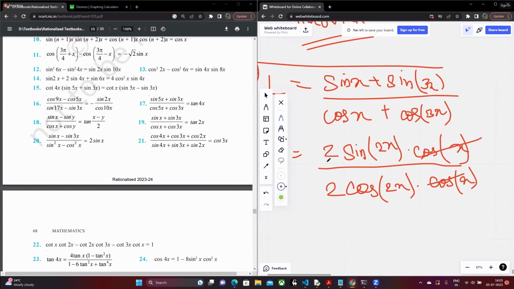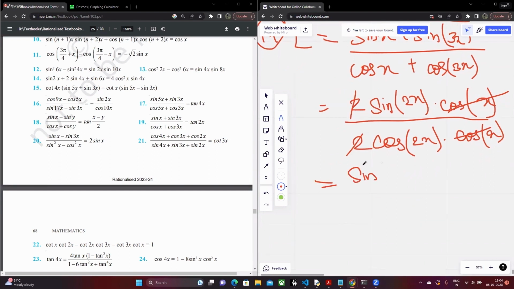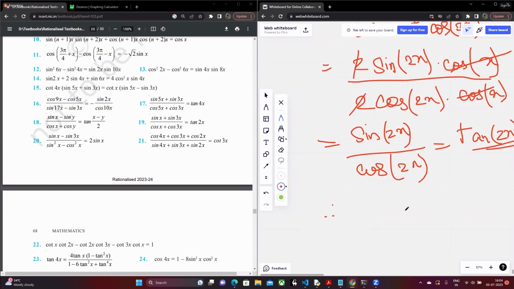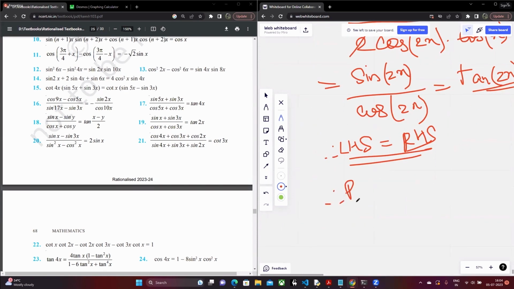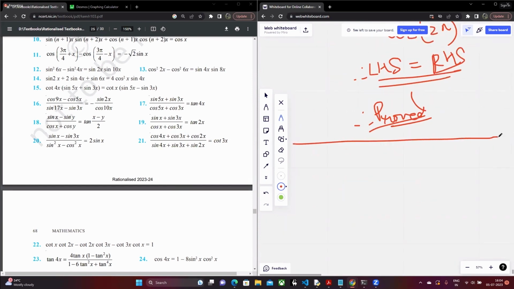So cos x and cos x cancel out. 2 and 2 get cancelled out. You are left with sine 2x divided by cos of 2x, which is equal to tan of 2x, which is equal to the right hand side. Therefore, LHS is equal to RHS. All right, that's 19 done.